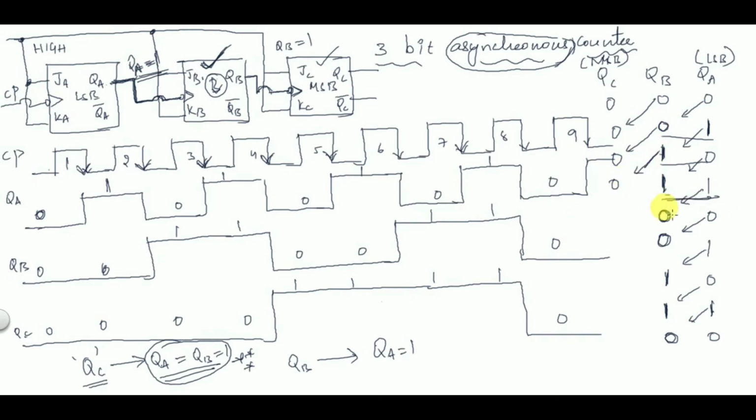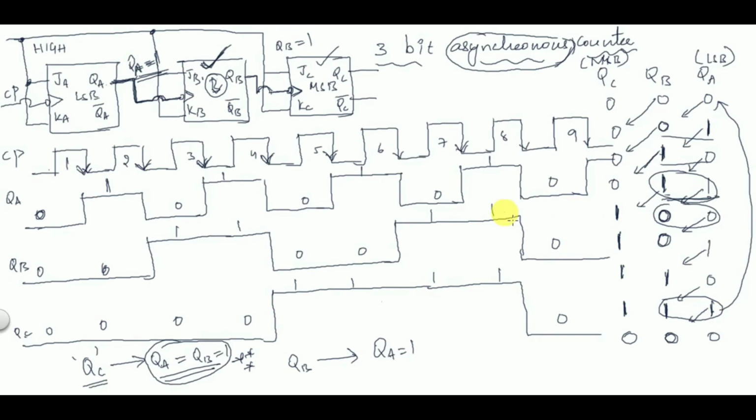Now here both are equal to 1. QA is equal to QB is equal to 1. So it will change its state. So it will be 1 now. Now again, both are not equal to 1, it continues its previous state. Now both are equal to 1, so it will change its state. So the next state of 1 1 1 will be 0 0 0. So the counter again resets.